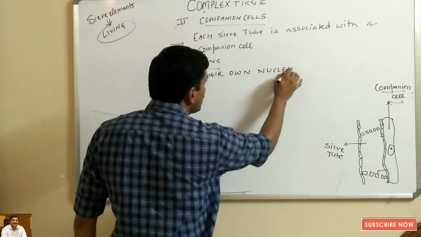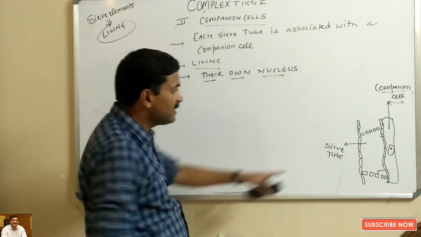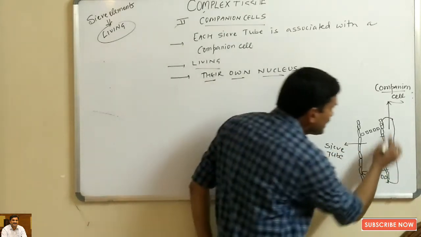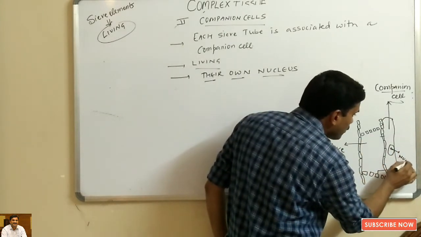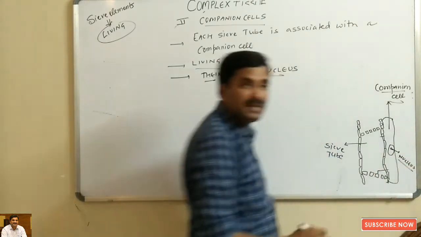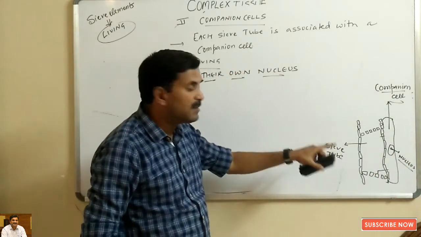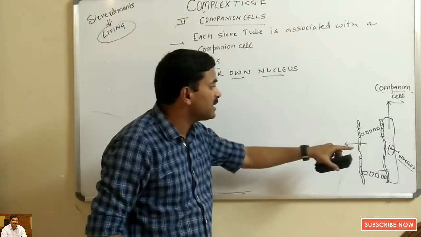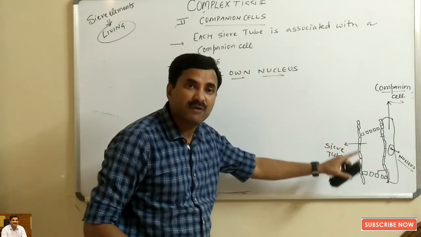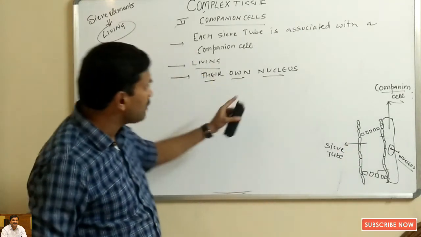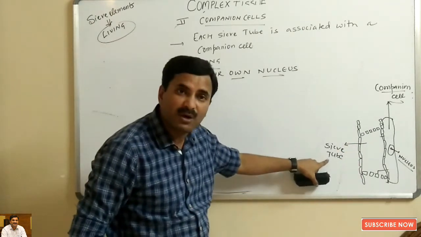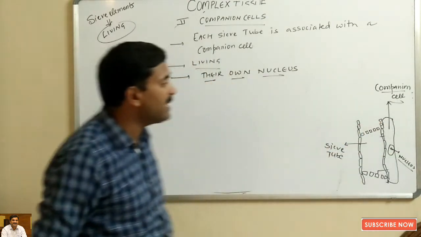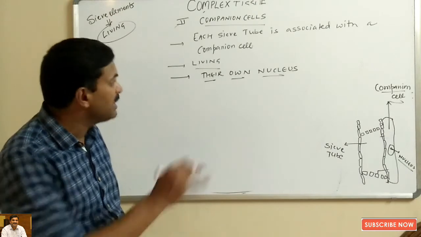They have their own nucleus. You have seen that sieve tubes were not having the nucleus, but in the companion cell, what is present? Nucleus is present. Means the companion cell by its nucleus is not only controlling its own activity, but it is also controlling the activity of the sieve tube. Why? Because we know that sieve tubes are not having the nucleus. So the activity of the sieve tube will be controlled by the nucleus of the companion cell.